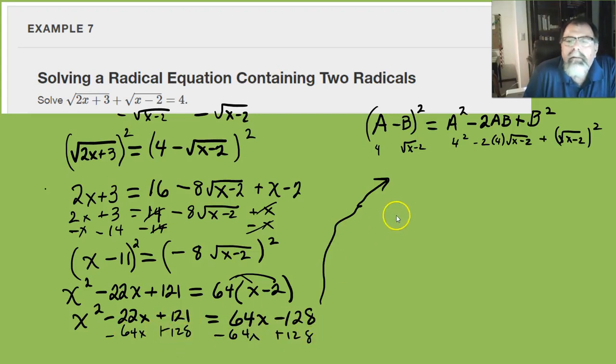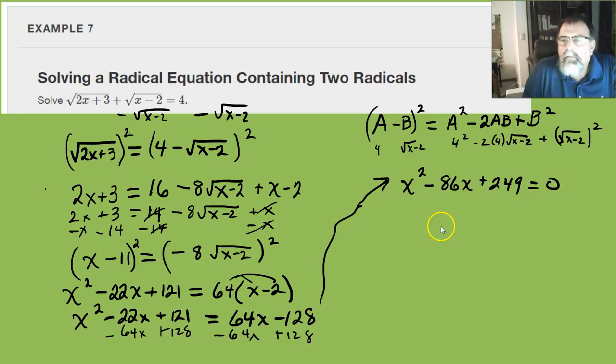Add 128. So we get x squared minus 86x plus 249 equals 0. Now I want factors of 249 that add to 86. So let's see if we can do that. Okay, so in scratch work, 249, get out my calculator, 1 and 249. 2 doesn't work, 3, so that would be 83. And 83 plus 3 is 86, so we can stop right there.